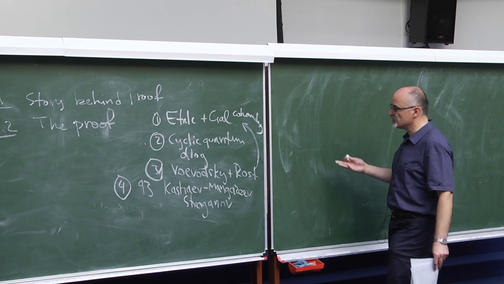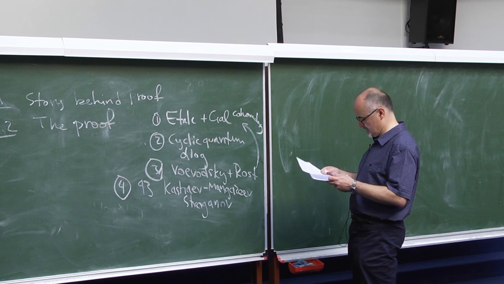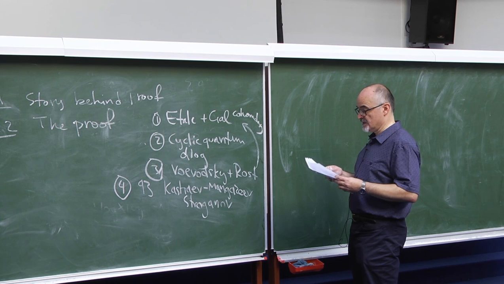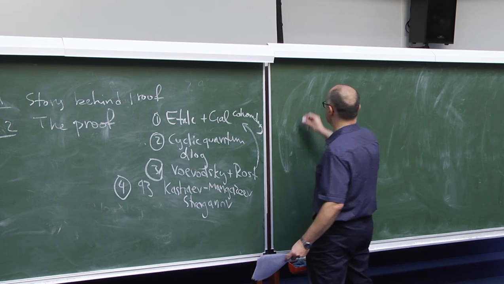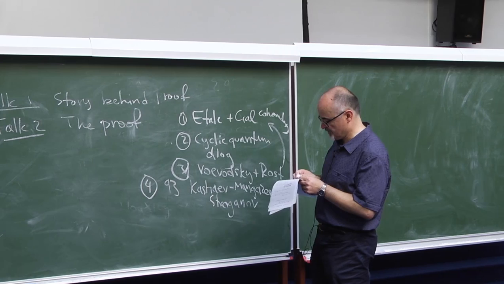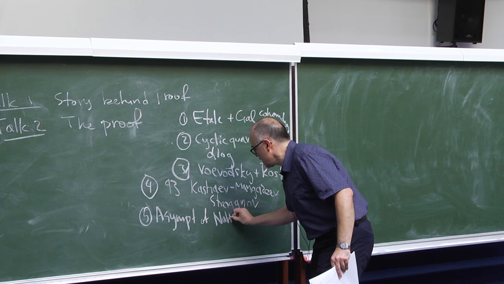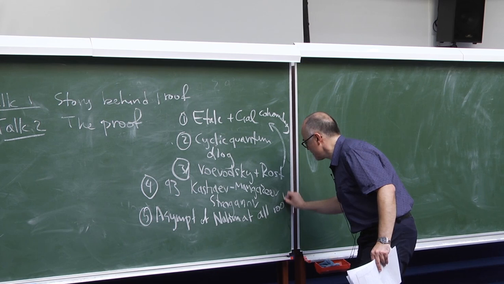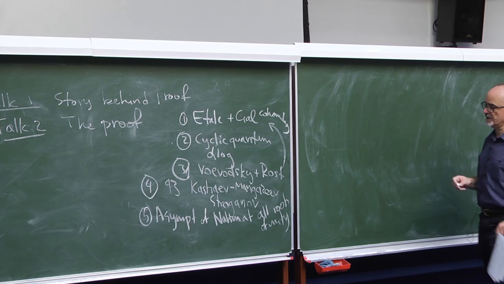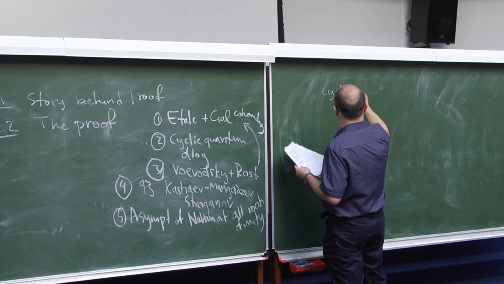Of course, I don't have time to explain everything, so maybe I should just say what is the cyclic quantum dilogarithm. A theorem on the asymptotics of Nahm sums at roots of unity. So, asymptotics of Nahm sums at all roots of unity, not one. That is a theorem that I have jointly with Zakir. Okay, maybe I should say what is the cyclic quantum dilogarithm.